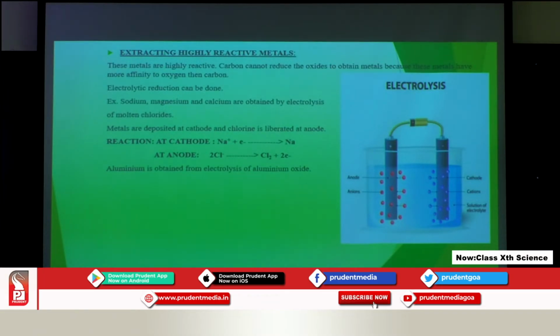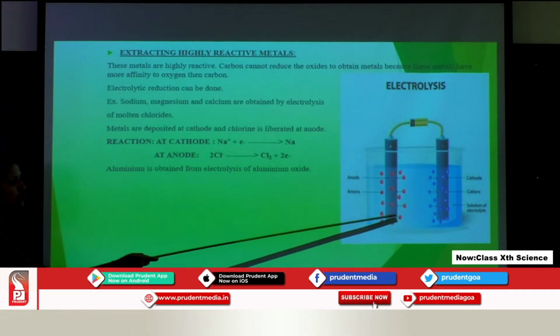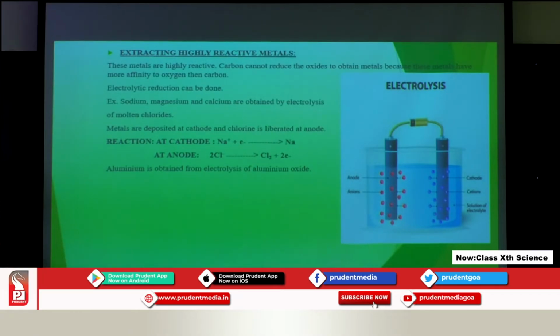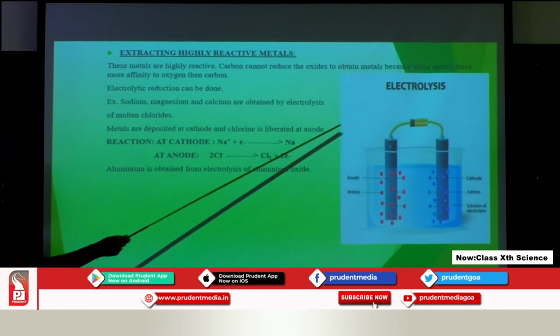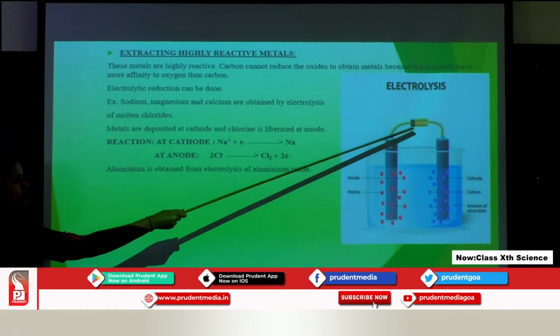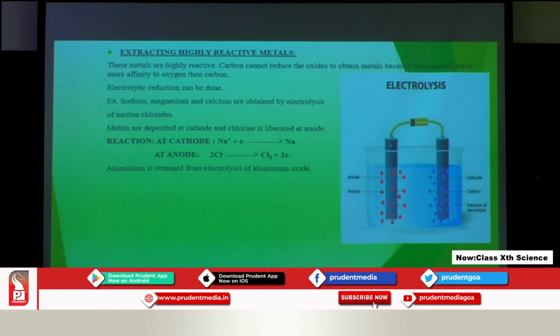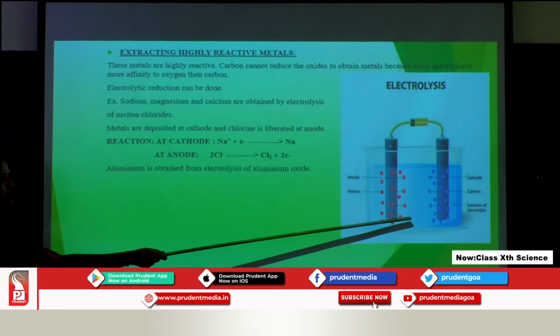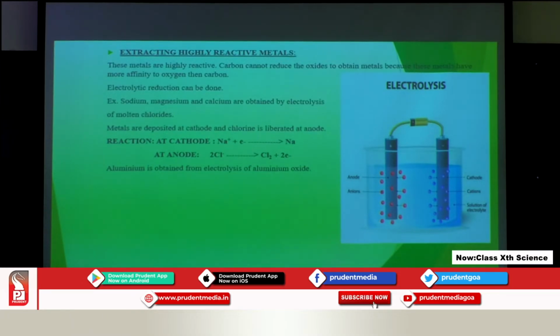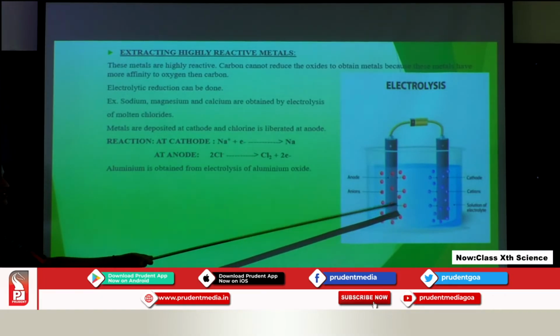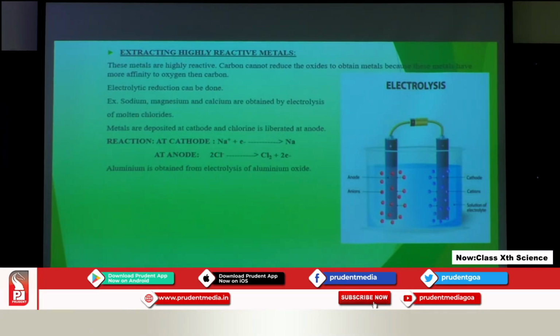As soon as electric current passes, the solution will get dissociated into ions which will help the electric current to flow. So, we are having two electrodes, one is cathode, one is anode. When electric current is passed, here you can see the battery or electric cell is connected. When the circuit is complete, the electric current will flow through the circuit. The sodium chloride we have taken will get dissociated into Na plus and Cl minus.